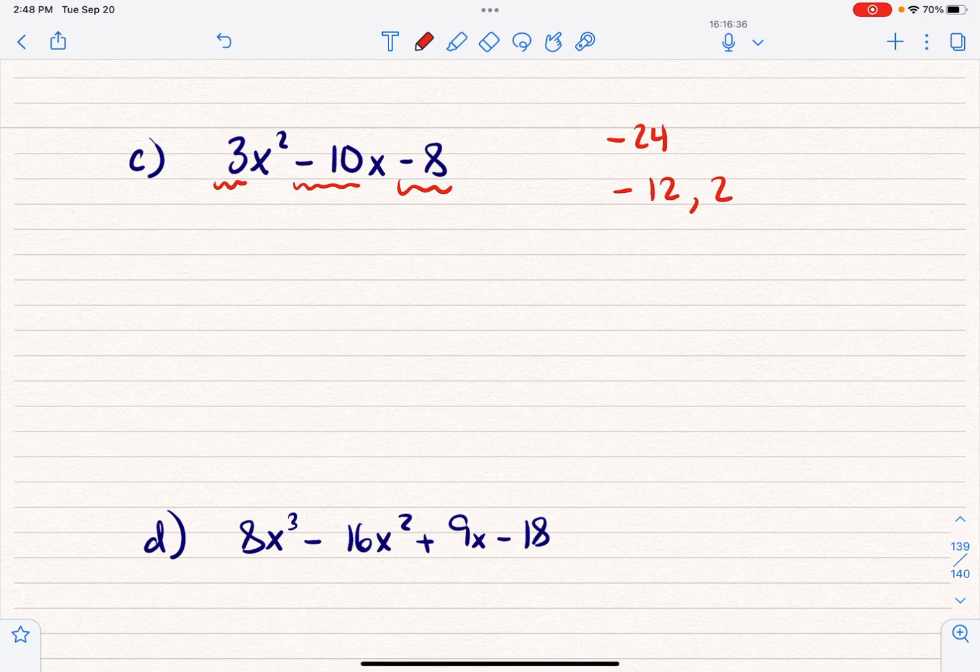A lot of people are going to jump and say it's 6 and 4, except one of them has to be positive and one of them has to be negative for you to get a negative 24. So it can't be 6 and 4 because they'd have to both be negative for us to get negative 10. I hope that makes sense.